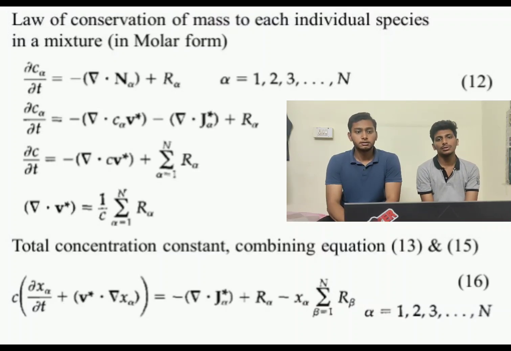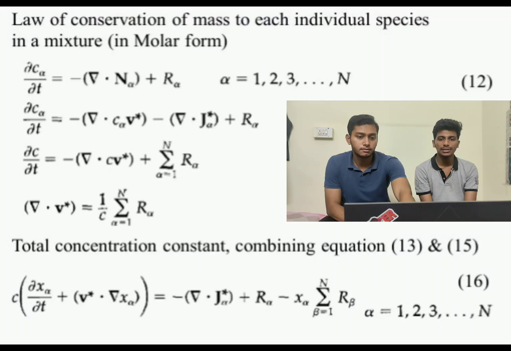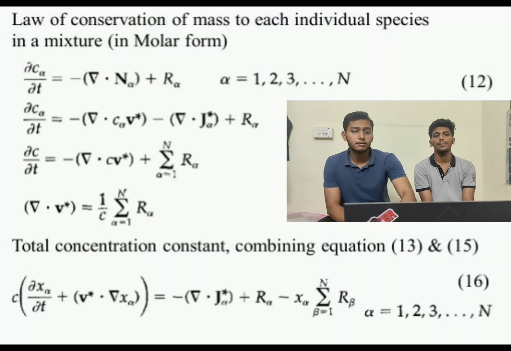Next, the reaction term. As we have discussed earlier, R alpha is the reaction term, which is the rate at which the species alpha is being produced or consumed during the reaction. This is where stoichiometric kinetics and reactor design come into play.